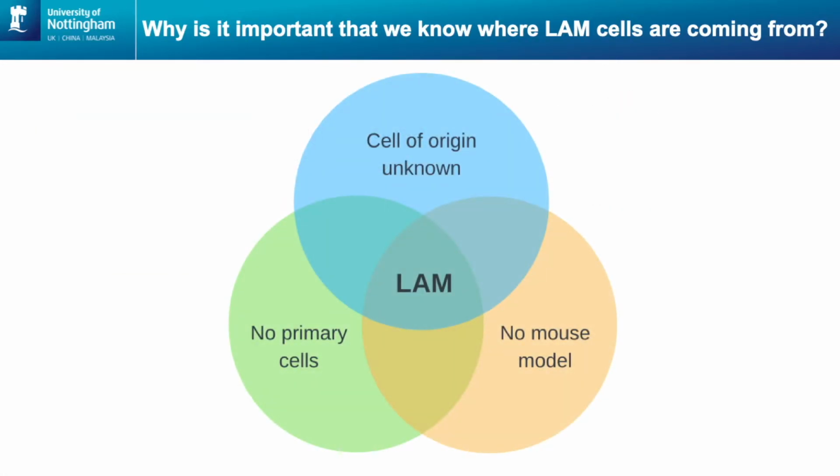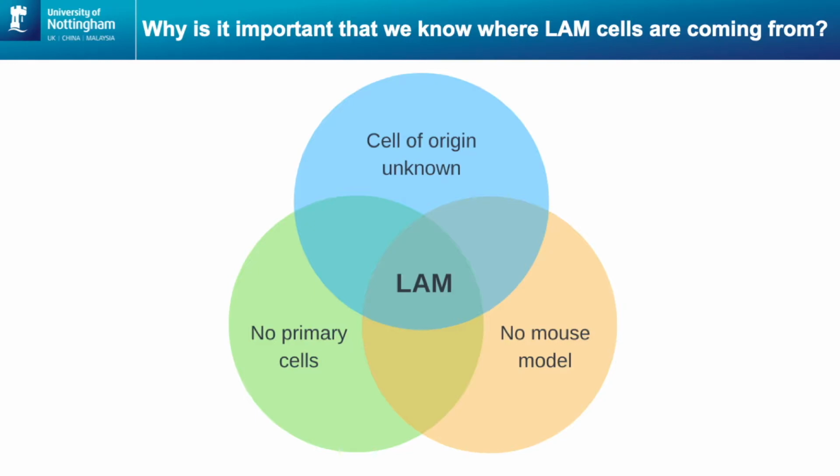But there are some difficulties with LAM research. No one has been able to isolate primary LAM cells from LAM lung tissue. We don't know why. Mice don't get LAM. We don't know why. But this leaves us very dependent on model cell lines for our experiments.